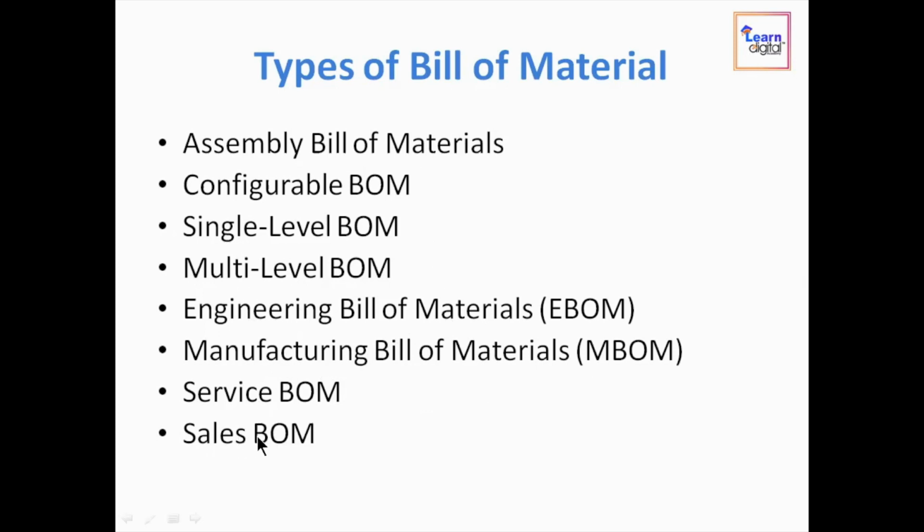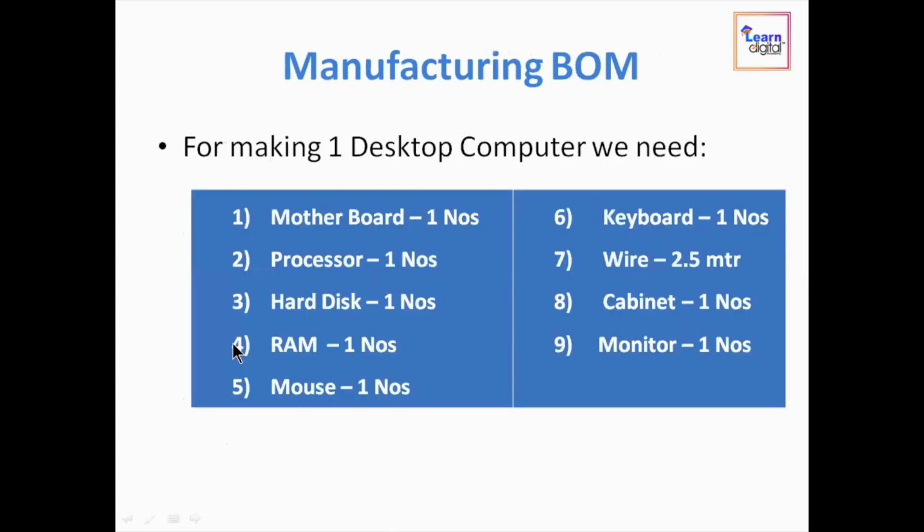In sales department, sales BOM. So it can be a combo pack. We know the combo packs are available in the market. So it is a kind of sales BOM. So there are different types of BOM available, bill of material. So let's start with one example.